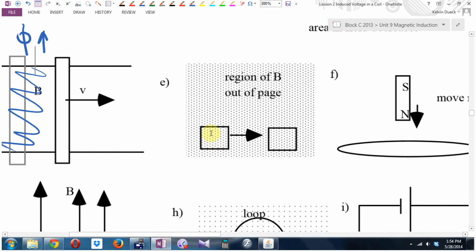What about situation E? Okay, we got a coil of wires. Is the area of the coil changing? Is the magnetic field exposure changing?